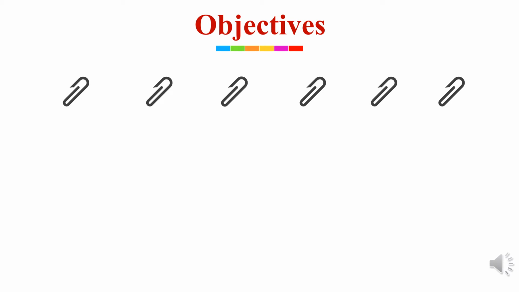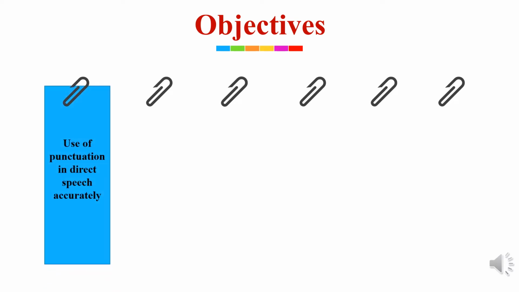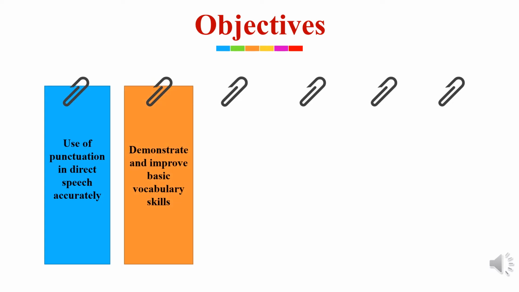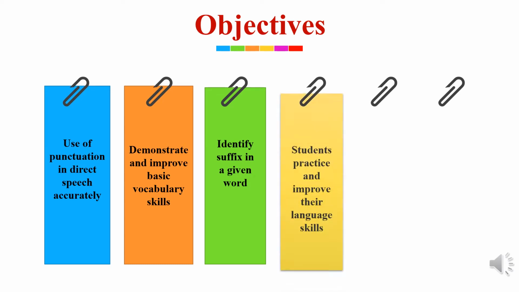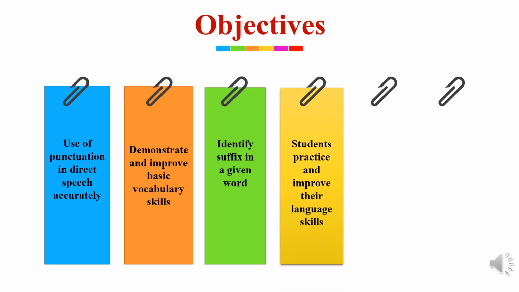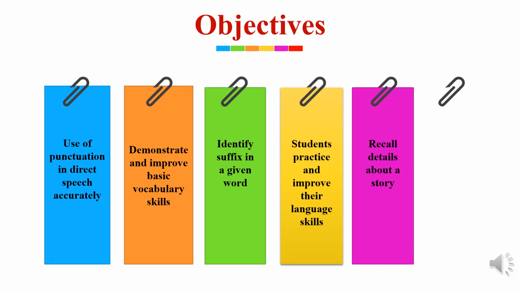Lesson Objectives. By the end of this lesson, students will learn how to use punctuations in direct speech accurately, demonstrate and improve basic vocabulary skills, identify suffix in a given word, practice and improve their language skills, recall details about a story, construct sentences.